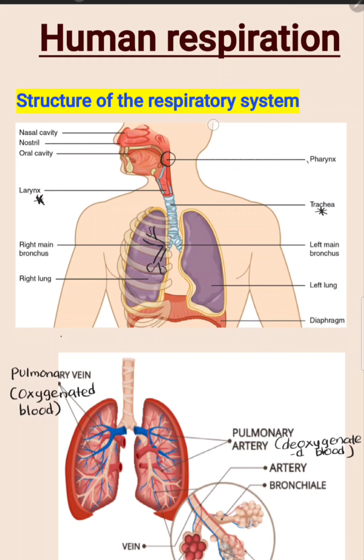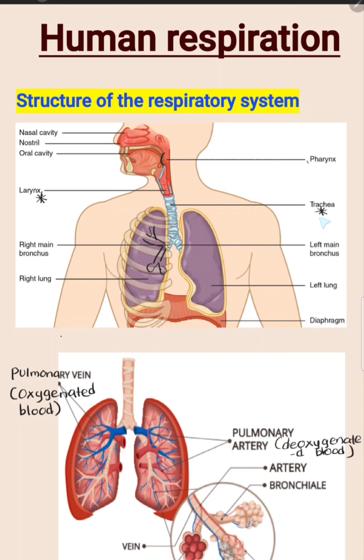Before moving to the respiratory process, we have to know the structure of the respiratory system. It starts with the nasal cavity and oral cavity. There is a common cavity for the nasal and oral cavity. It is the pharynx. After the pharynx, there is a structure called the larynx. This larynx is involved in producing sound, the vocal sounds. And after the larynx, there is a structure called the trachea.